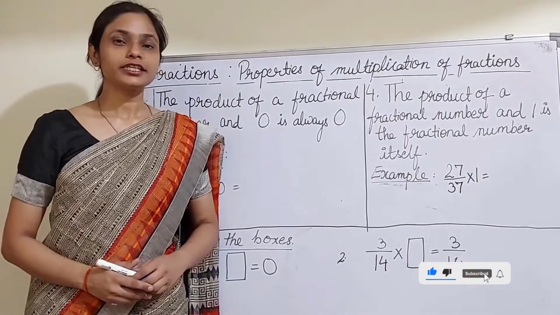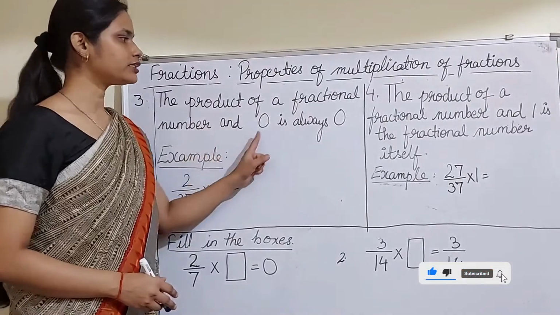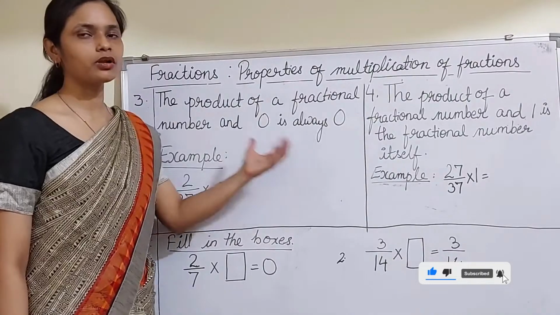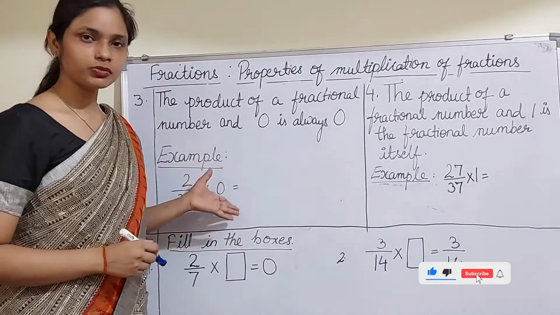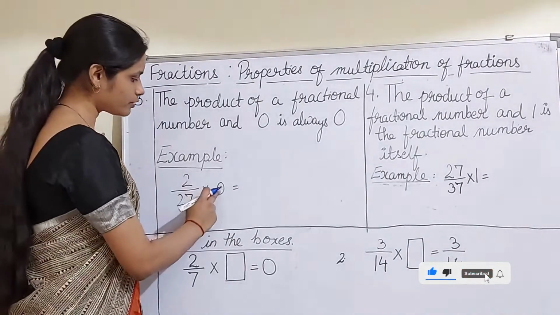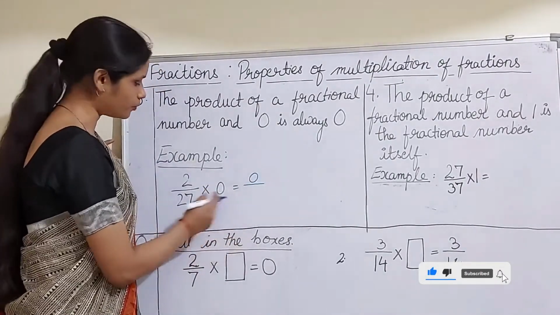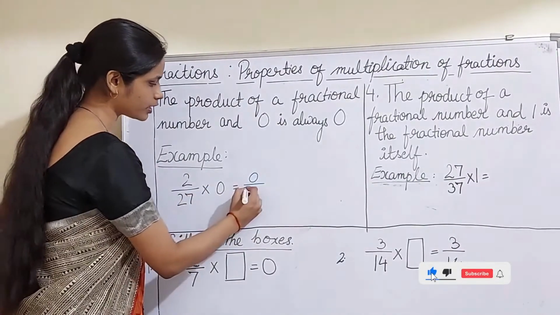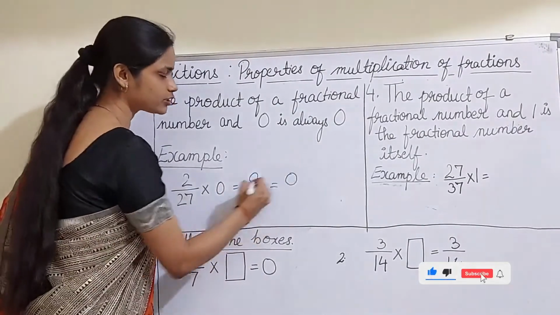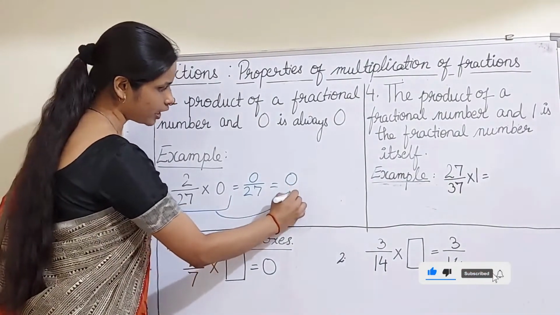So students, the next property of multiplication of fractions is that the product of a fraction number and 0 is always 0. If we multiply any fraction number by 0, the result will always be 0. Let us understand this through an example. I have taken 2 by 27 multiplied by 0. In the numerator we have 2 into 0, that is 0. Any number multiplied by 0 will give us 0. And in the denominator we have 27 into 1, that is 27. Now 0 divided by 27 will give you the answer as 0. So whenever a fraction is multiplied by 0, the result will always be 0.